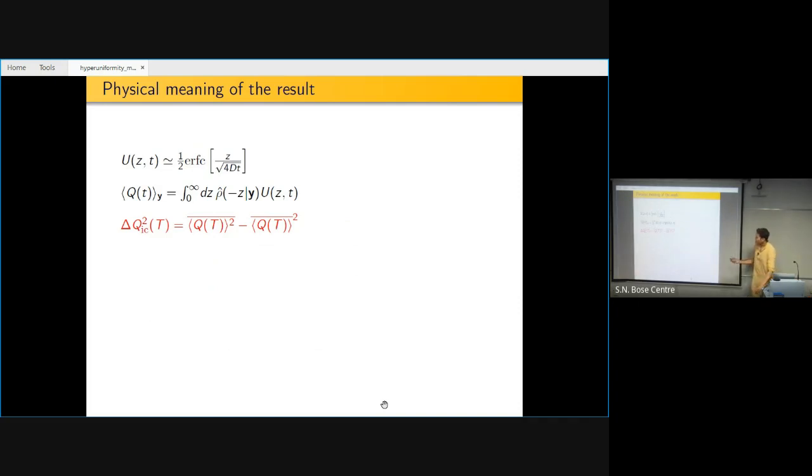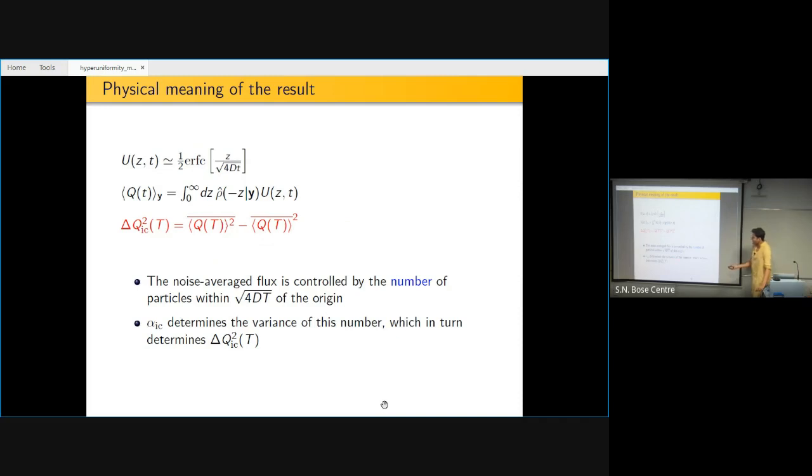What is alpha really doing? This U(z,t), which is the integration over the propagator, because we have taken Brownian dynamics, has a length scale associated with it, which is essentially the square root of 4Dt. And this is that L that you had initially asked about. If I look at the noise average flux for a given initial profile, you see that this is determined by U(z,t). That means it is this length scale that is determining the noise average flux. Q squared IC is nothing but the variance of this quantity, which is Q square average minus Q average square. So this means that the noise average flux is controlled by the number of particles within square root of 4Dt of the origin, because this is the length scale set by this propagator. It is the variance of this number that alpha IC controls, and in turn determines Q squared IC. That's how the fluctuation in a certain length scale initially determines the value of the current in a very late time limit.